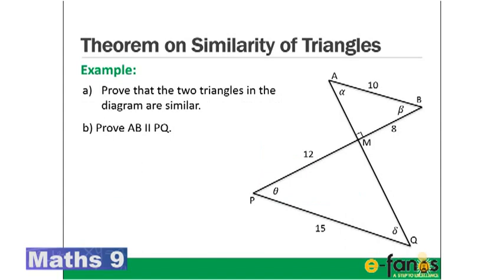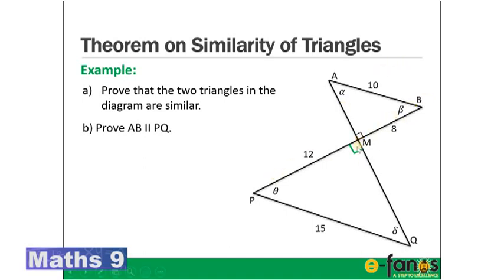Example: prove that the two triangles in the diagram are similar. Prove that AB is parallel to PQ. For the two triangles in the diagram, we know that this angle here must also be a right angle, because it's vertically opposite this right angle. So we have two right-angled triangles. We can now have a look at the ratios of the sides.